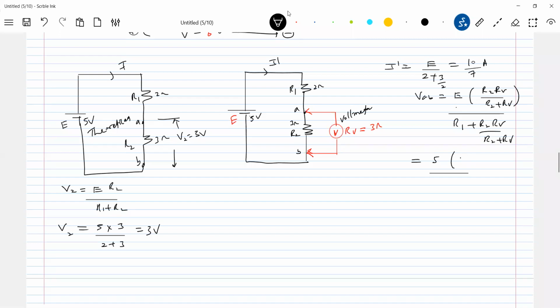This will be 3 by 2. R1 is 2 plus this 3 by 2. Anybody, the value of VAB? 15 by 7, or 2.1. Now you see that there's the practical reading of the voltmeter.